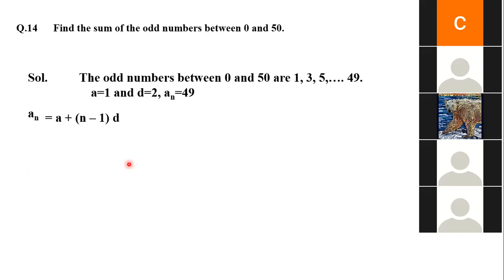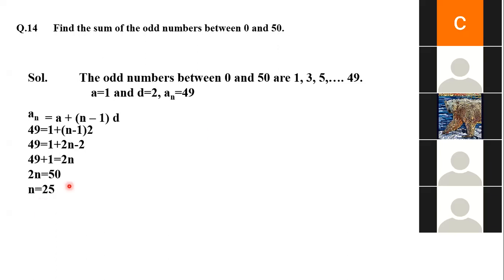1 plus n minus 1 into d, and d is 2. An is the last term they gave, 49. 49 minus 1 is 48, divided by 2 is 24. n minus 1 is 24, so n is equal to 25. Wait. Any doubt, children? No, ma'am.